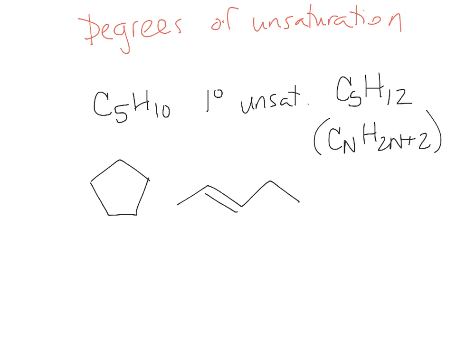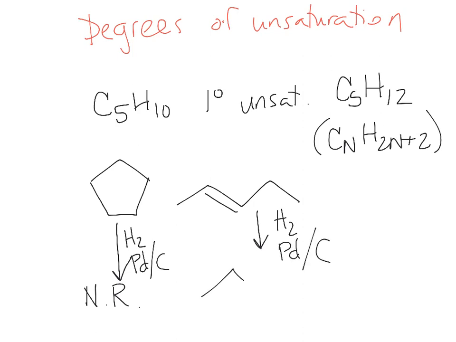If you add hydrogen and palladium and look at what the products are, this one does not react. So your cyclopentane will not react, but pentene will react to give you pentane. So if the product is different from the starting material, you can tell by how much hydrogen was absorbed how many double bonds or triple bonds there were, how many pi bonds there were, so how many degrees of unsaturation came from the pi bonds versus how many came from the rings.